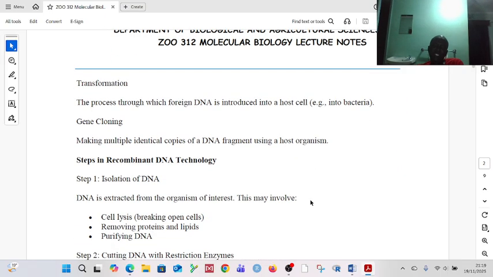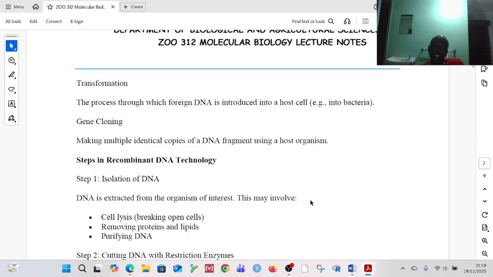Then the process now of introducing the foreign DNA, the recombinant DNA, into the host cell, that process is what we call transformation. So transformation is the process through which foreign DNA, the DNA that has been created, is introduced into a host cell. So the host cell will be transformed when the foreign DNA has eventually entered it.